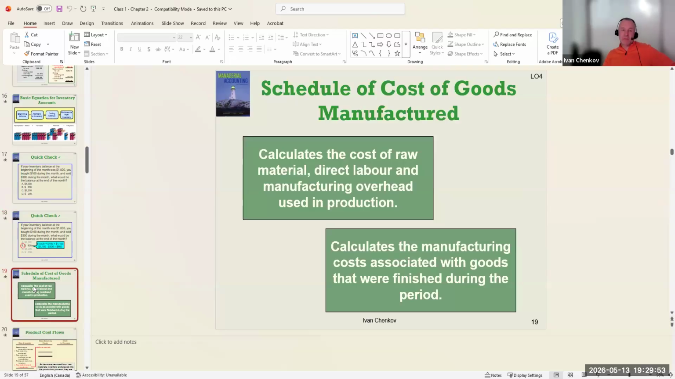So now let's go with the manufacturing company. In the manufacturing company, to calculate the cost, first we have to calculate the cost of the raw materials, direct labor, and manufacturing overhead, which are used in the production. Then we have to calculate manufacturing costs associated with the goods that were finished during the period. And that's how we're going to get cost of goods manufactured.